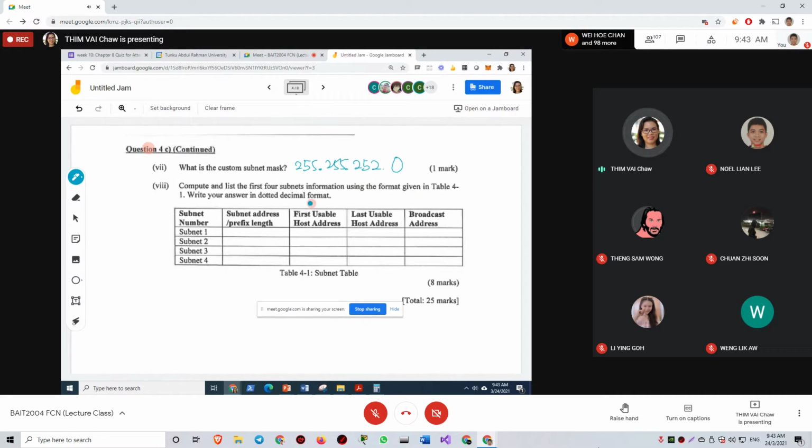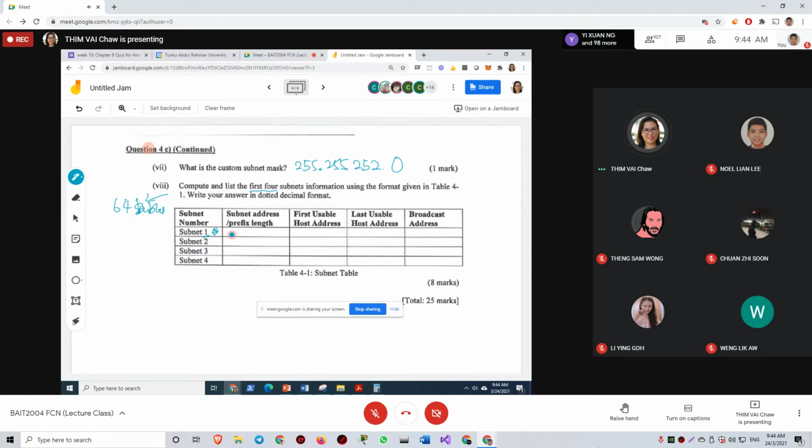Now over here they are asking you to create subnets. Compute the list of the first 4. Even though you can create 64 subnets, usually the question will ask you to create subnets for the first 4, first 5, or first 3. In this question they are using subnet 1, 2, 3, 4, which is the first 4. He did not start from 0, but it's fine, just a numbering only.